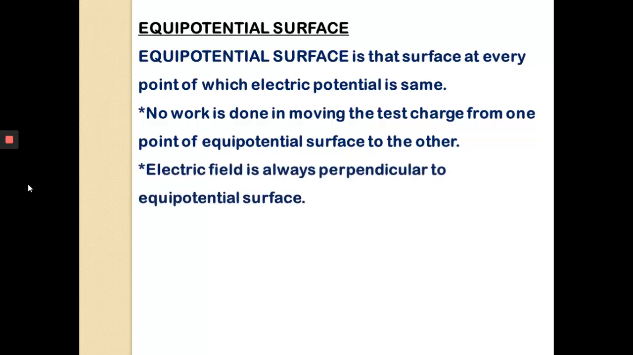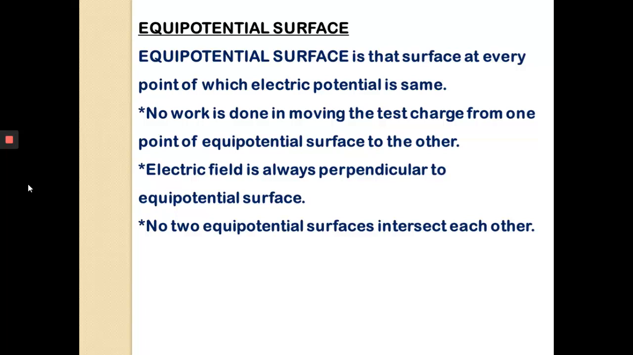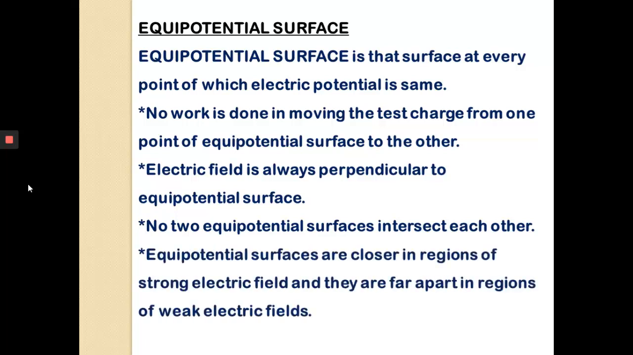Next point: the electric field is always perpendicular to the equipotential surface. That is also a very important point. No two equipotential surfaces intersect each other. Equipotential surfaces are closer in regions of strong electric field and far apart in regions of weak electric field. Okay, so these are the important points for equipotential surfaces.